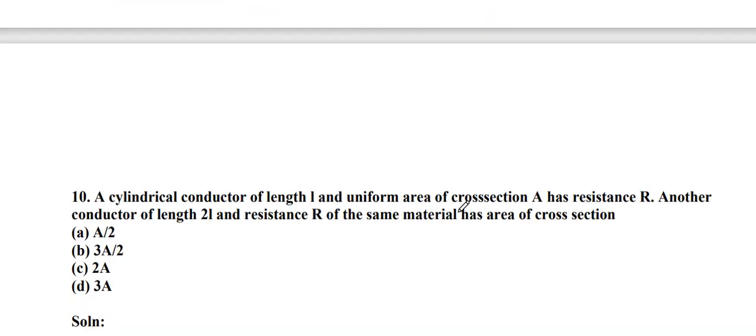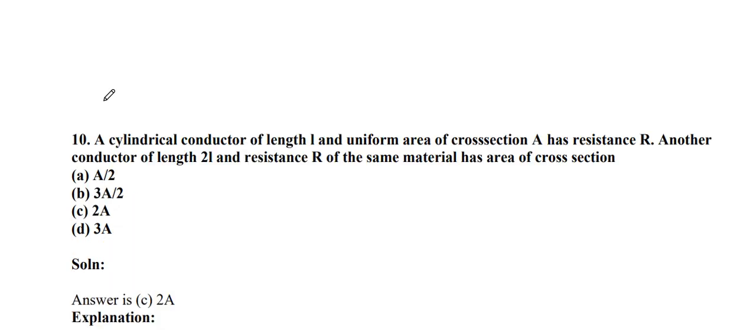The next question on your screen: you see a cylindrical conductor of length l and uniform area of cross section A has a resistance R. Another conductor of length 2l and resistance R of the same material has area of cross section, right? So what will we find? We are going to find the current, right? So A is 1/2, B is 3/2, C is 2A, and D is 3.